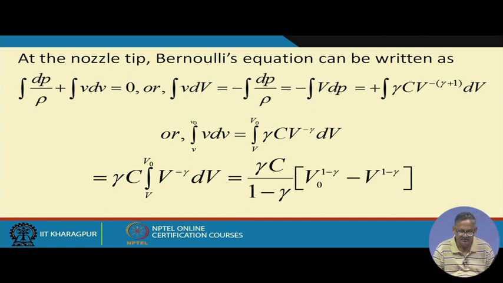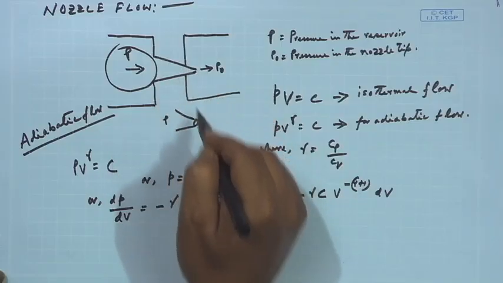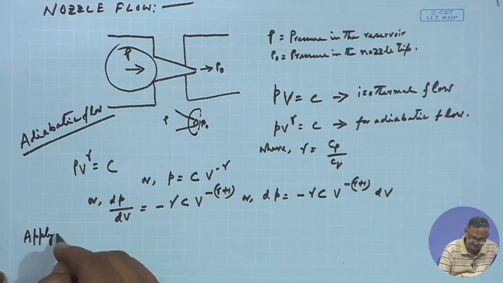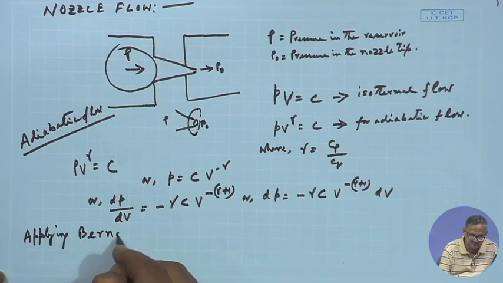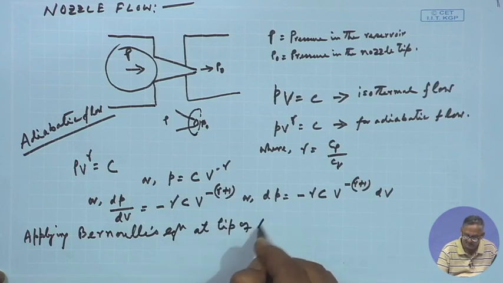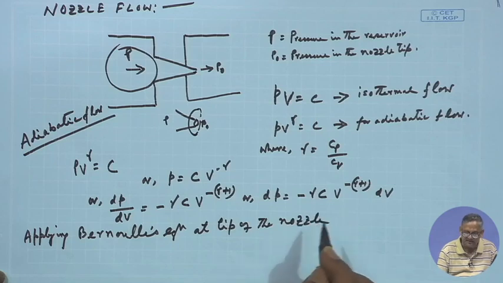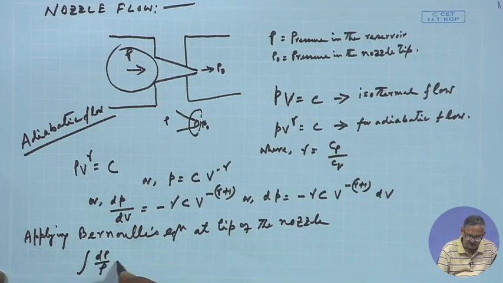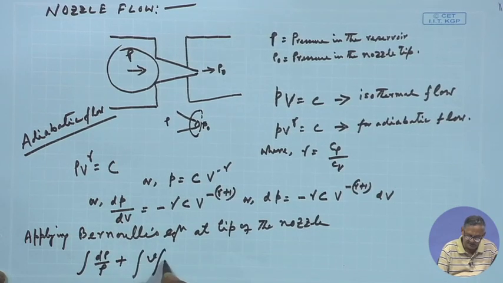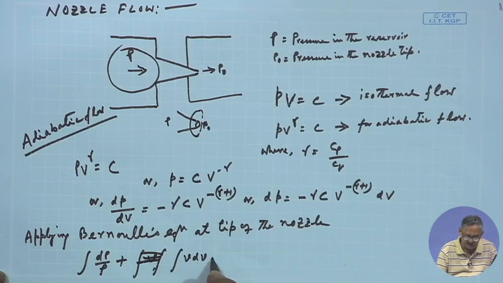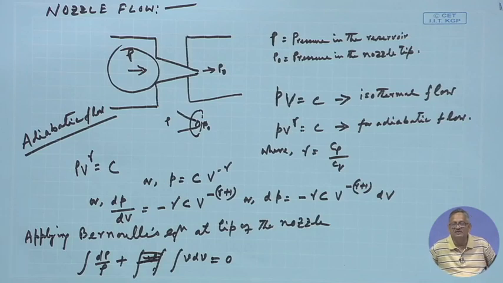Now, if we apply Bernoulli's equation at the tip of the nozzle, then we can write the integral of dP over rho plus the integral of V dV is equal to 0, assuming that there is no other term.